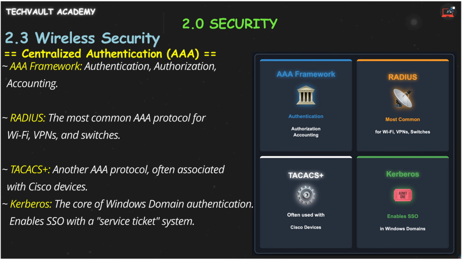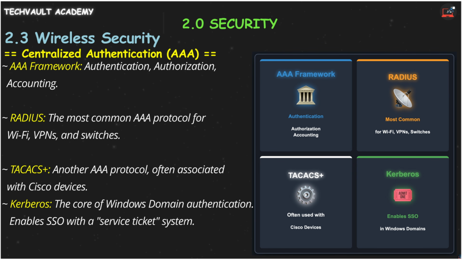The most common AAA protocol you'll see is RADIUS, the Remote Authentication Dial-In User Service. Think of RADIUS as the main gatekeeper. Your Wi-Fi, VPN, and switches all call the central RADIUS server to verify your credentials. A similar but less common protocol, heavily associated with Cisco hardware, is TACACS+.